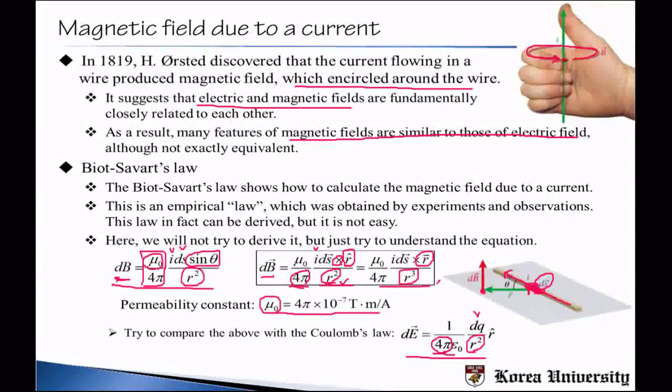Okay, but then there is another important difference. In the Coulomb's law, the electric field is parallel to the position vector, but in the Biot-Savart's law, the magnetic field is perpendicular to the position vector. Okay, so there are some similarities, but at the same time some differences.